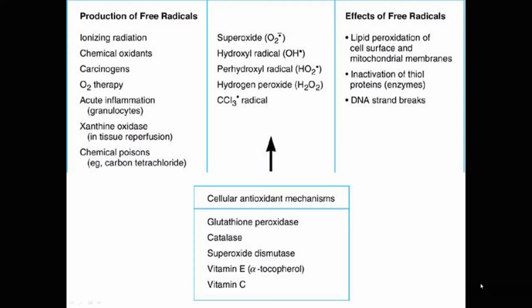Let's now review the role of free radicals in the damage to the cells. Free radicals are produced as a consequence of some factors such as ionizing radiation, chemical oxidants, carcinogens, inflammation, reperfusion, and some chemical poisons, especially carbon tetrachloride. Here, the most important radicals are presented: reactive oxygen species such as superoxide, hydroxyl radical, and hydrogen peroxide, and also carbon trichloride radical.